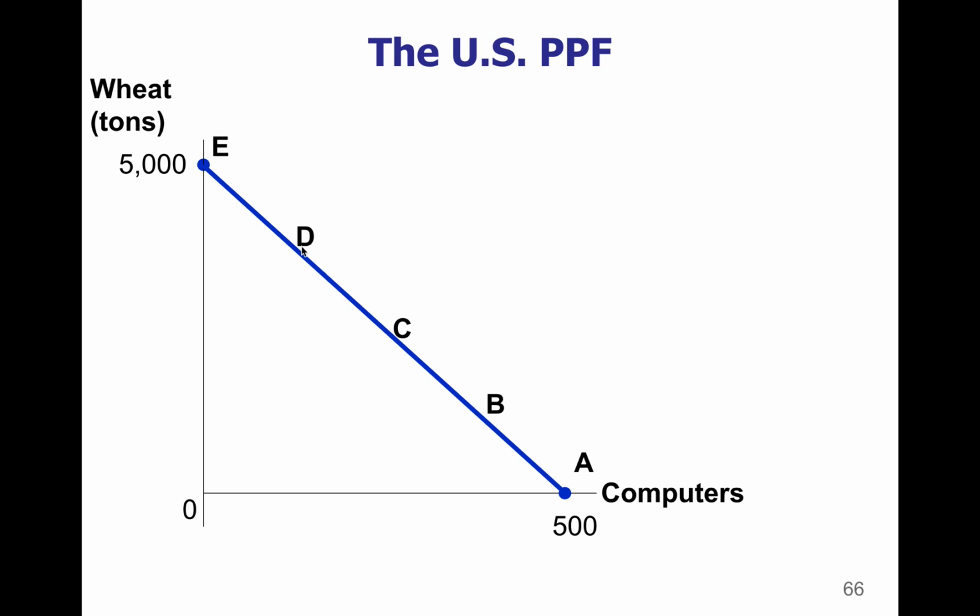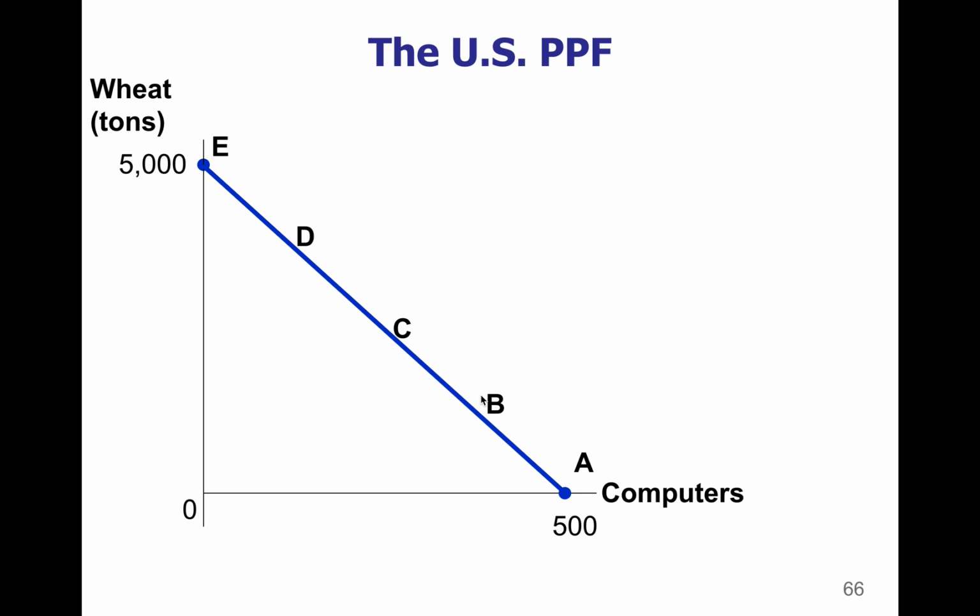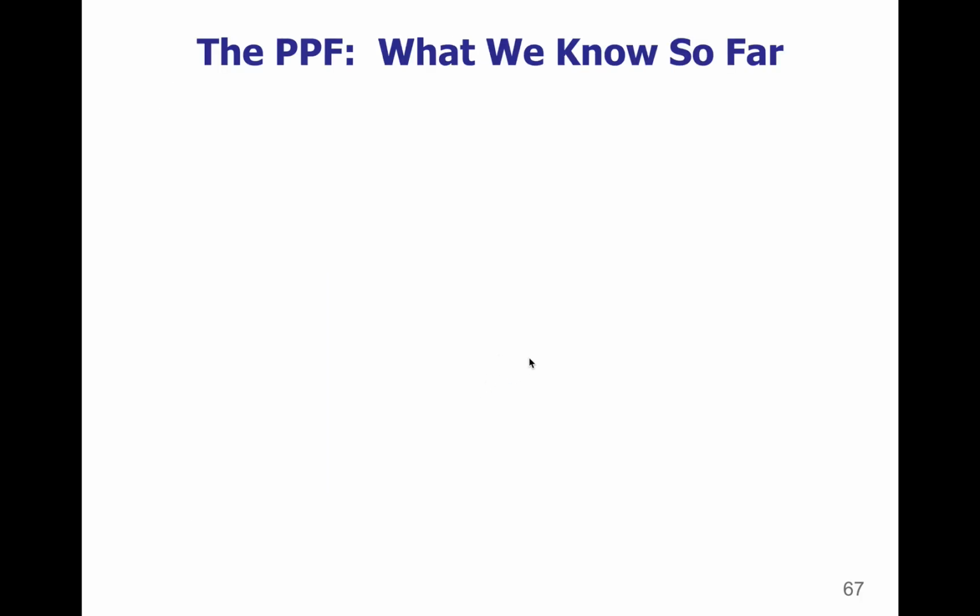At point D, we're making more wheat and fewer computers. As we move to C and B, we're increasing the amount of computers being made and decreasing the amount of wheat being made. So if you see a graph that has dots along the line, there are a couple of things that we know just by looking at that graph.